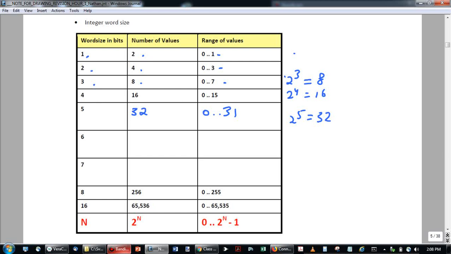The general form, though, is with n bits, you can represent 2 to the n values, and the range will be 0 to 2 to the n, and then subtract 1. That's the general form. So it doesn't matter how many bits you have, you can always work out what the value is going to be. That's 2 to the power of that thing, minus 1.